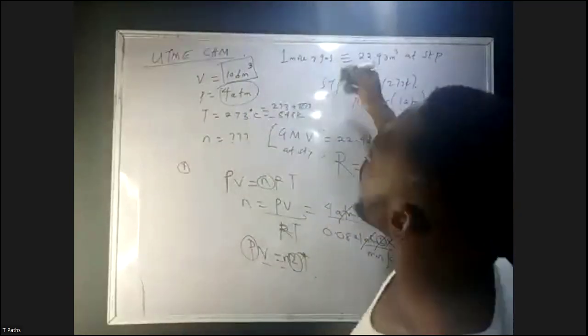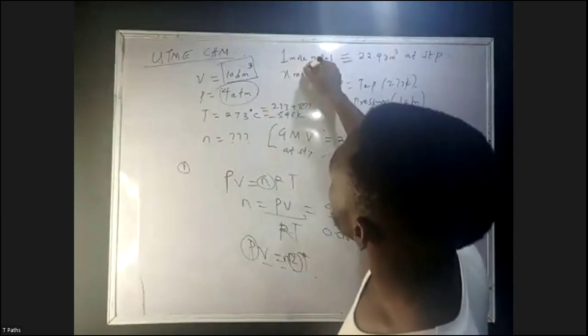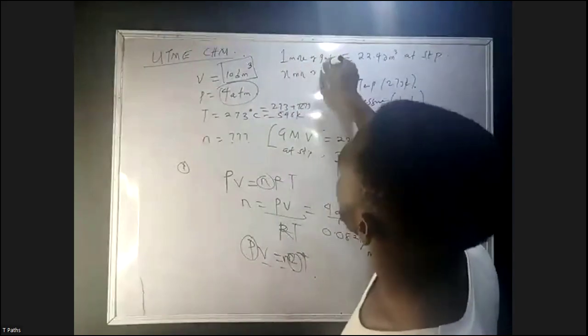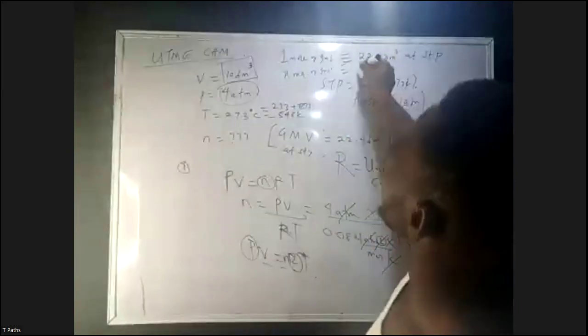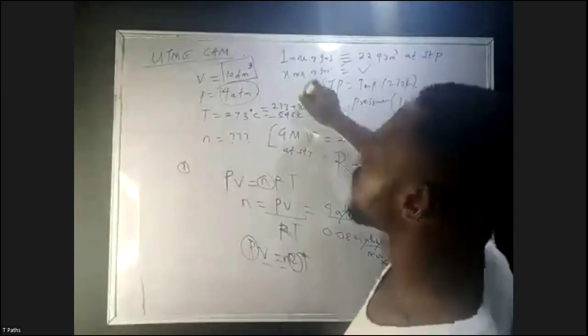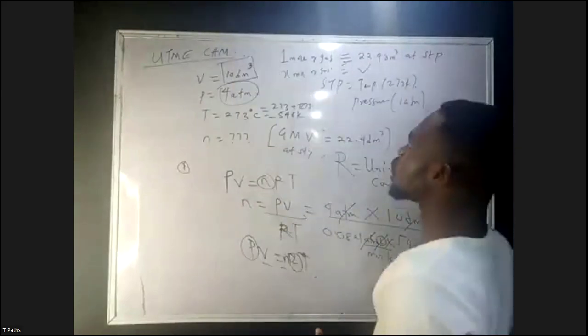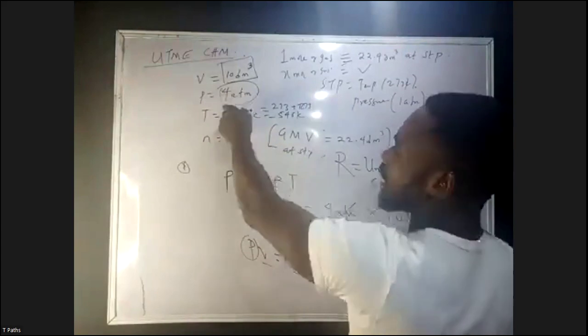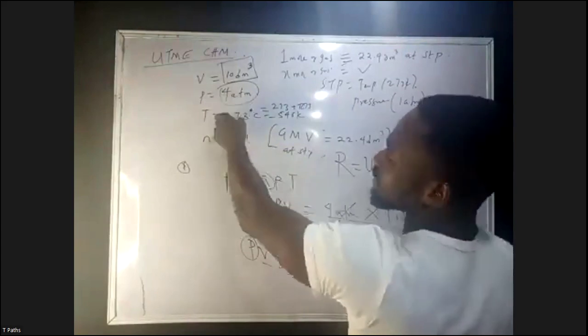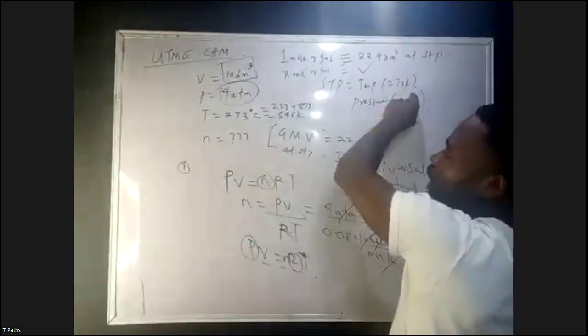You know why? Normally, what we want to do is say X mole is what we are looking for. How many X mole do you have in a certain volume? But we cannot use this volume because the condition of this volume is at a pressure of 4 atmosphere, and that is not even standard what? Temperature. Are you getting my point?